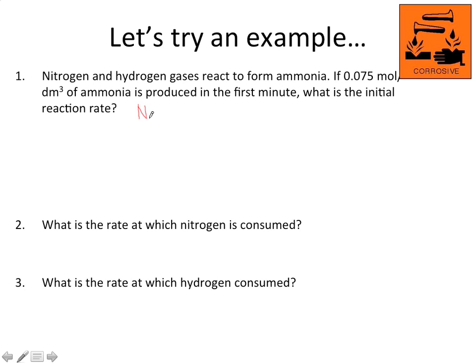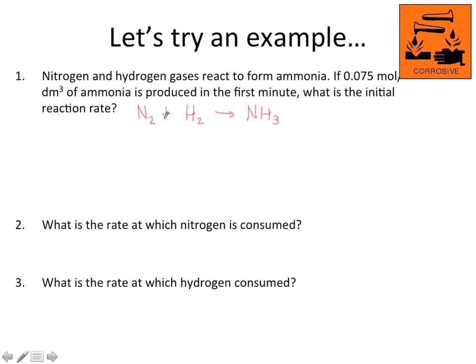So I have an N2 reacting with hydrogen gas. Well, hydrogen's all on its own there too, so I have to ask myself, is it diatomic? Yeah, it is a diatomic one, so H2, and it forms ammonia, NH3.